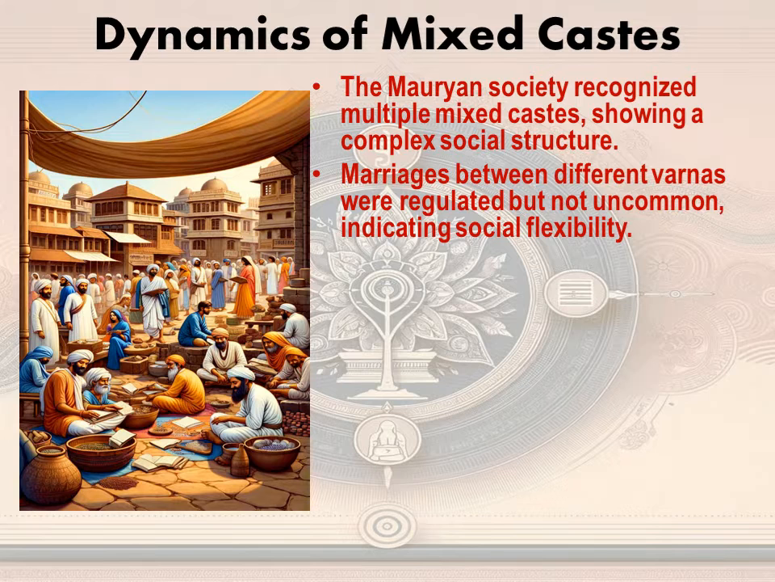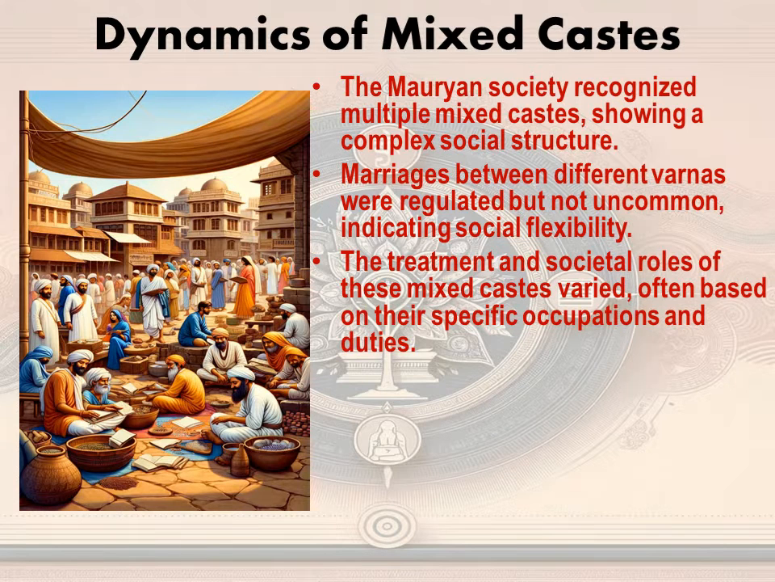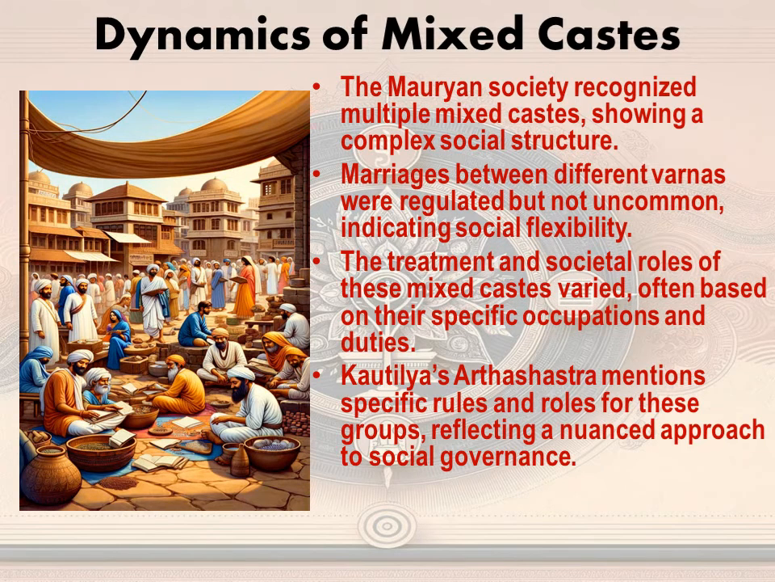Thus, we get existence of social flexibility during the Mauryan period. The treatment and societal roles of this mixed caste varied, often based on their specific occupations and duties. So, their treatment was subjected to the activities or works they did in the society, and their societal role also varied according to their occupation. And thus, they could not be attributed a specific rank in the society, because their role or status in the society was often based on occupations and duties they performed.